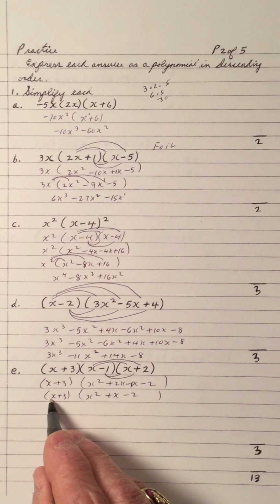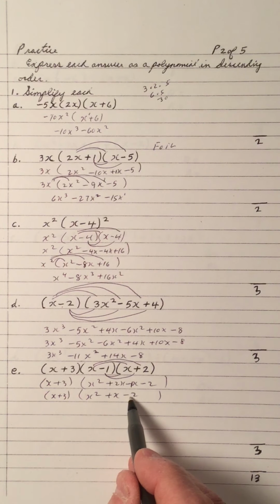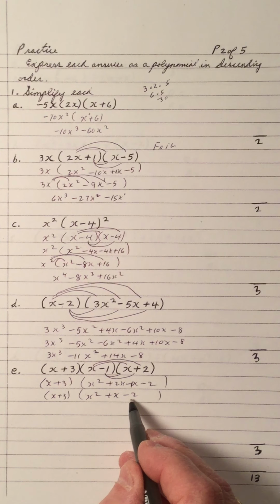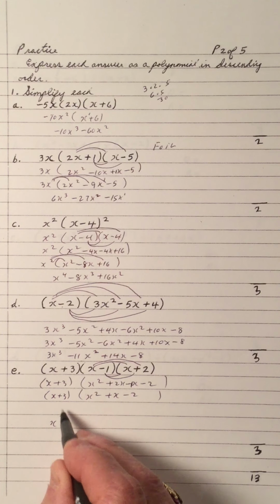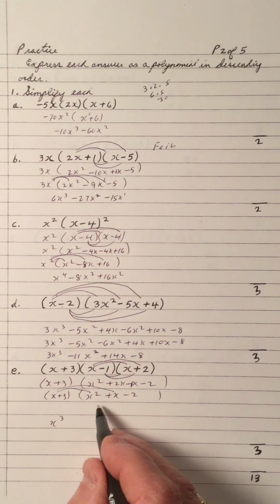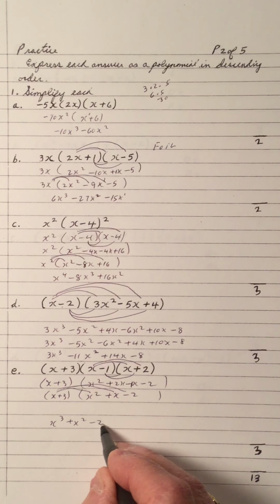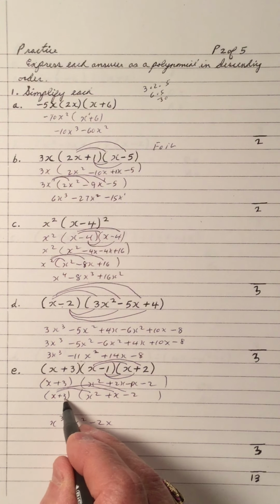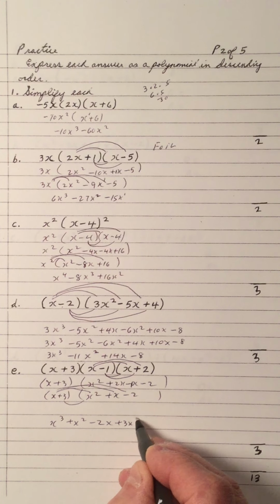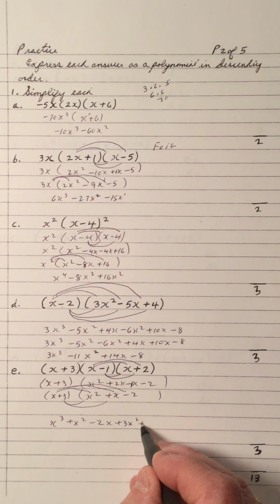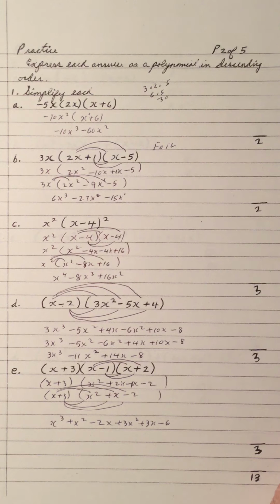Now I multiply as up here. I'll multiply the x by the 3 of these, and I'll multiply the 3 by the 3 of these. Here I go. So x times x squared, x cubed, and x times x, x squared, and then x times negative 2, negative 2x. Now I'll multiply the 3 by each of these. 3 times x squared, 3x squared. 3 times x, plus 3x. 3 times negative 2, negative 6.